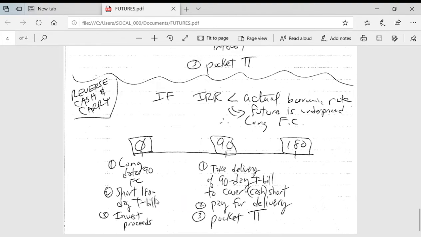the short position in the 180-day T-bill that we took at date 0 will now have a life of 90 days. So again, we take delivery per the long futures contract and cover our cash short position. And we pay the delivery price and we pocket the profit, and we know we'll have a profit because the implied repo rate was less than the actual borrowing rate.